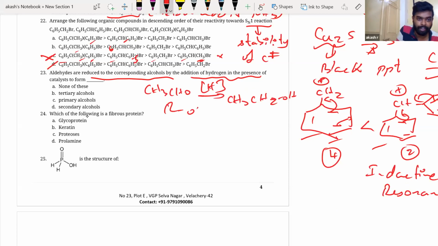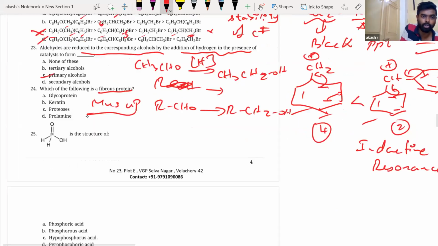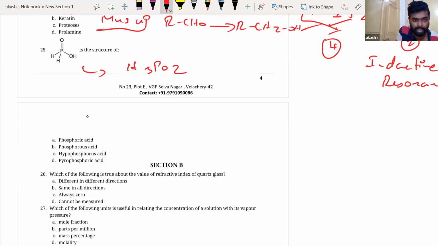Which of the following is a fibrous protein? Please mark it. Okay, know this. Moving on. What is the formula? Here I have H3PO2, correct? 3 H, 1 P, and 2 O's. What is the name of the acid?